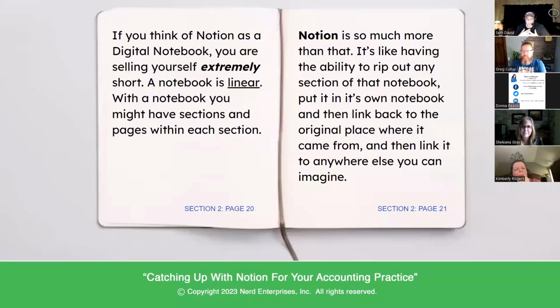So just going back to my point about linear versus geometric, if you think of Notion as a digital notebook, then you're selling yourself very short, because you think of a notebook, that's very linear. I've got maybe sections and then pages within each section, and that's the best I can do.